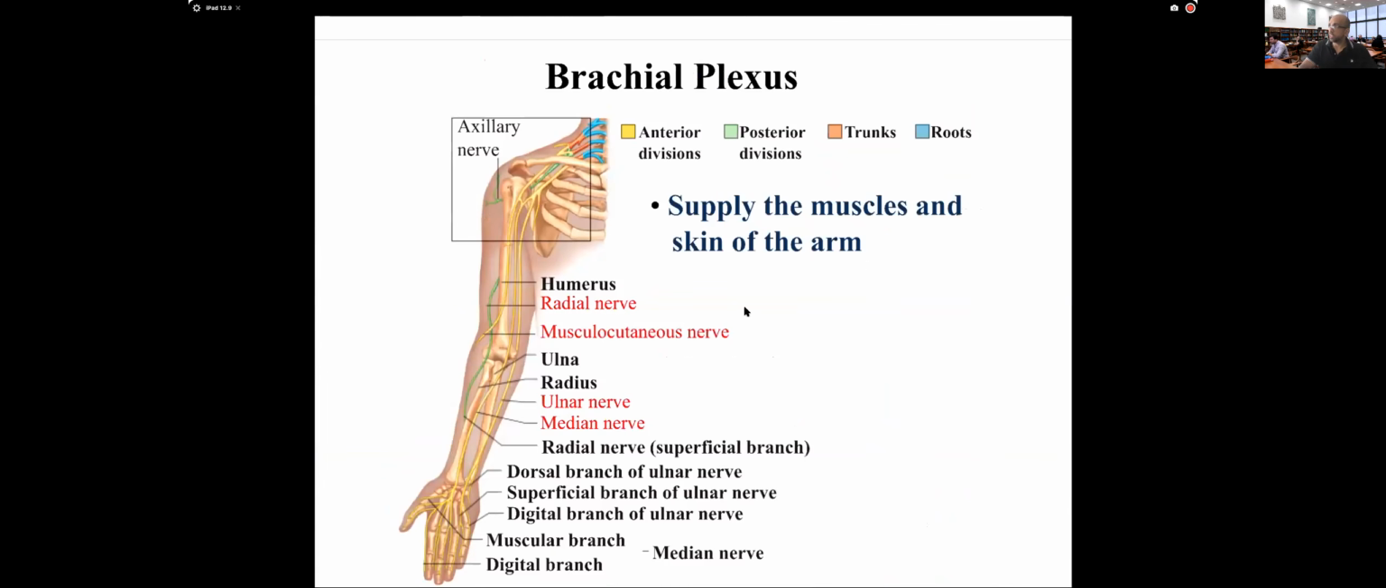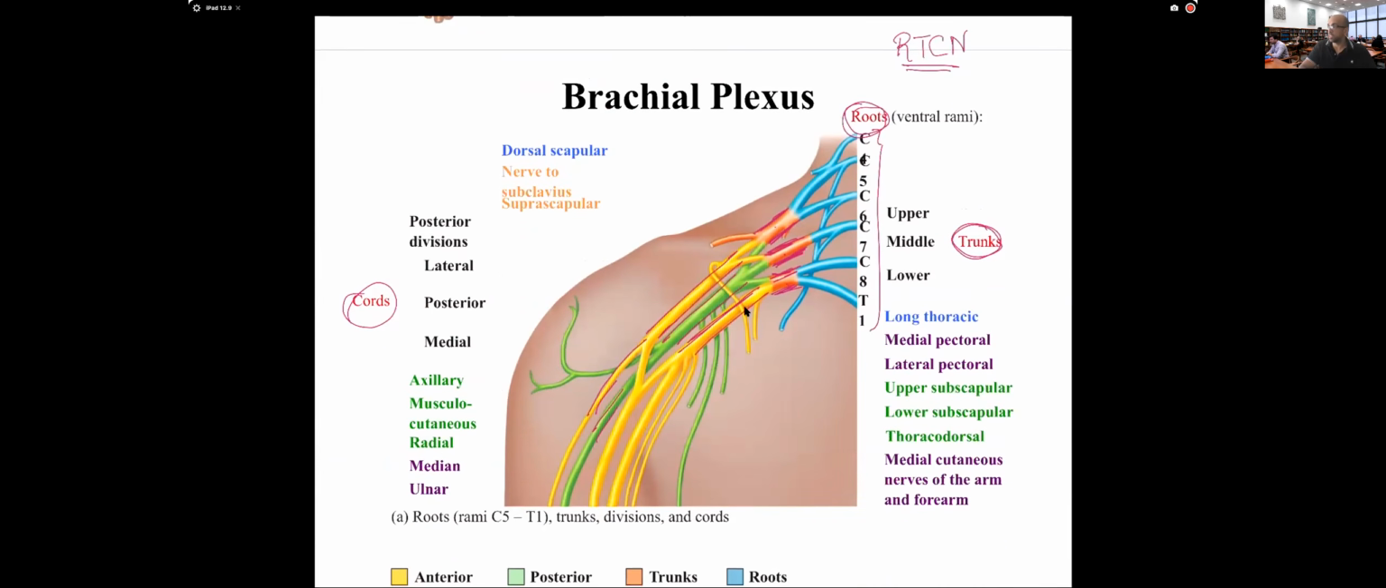Again, the brachial plexus is going to be supplying or innervating the muscles of the arm and the skin of the arm. This includes the median nerve, the ulnar nerve, the lateral pectoral, medial pectoral nerves, and so on. So we don't need to memorize all the nerves from each of the plexuses, but we need to remember here for the brachial plexus, the order of arrangement, which starts by roots, then trunks, then cords, then my nerves.